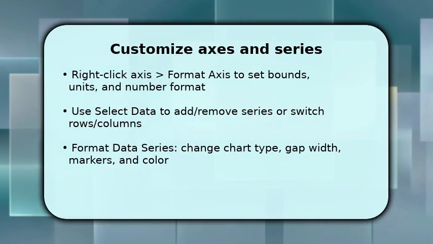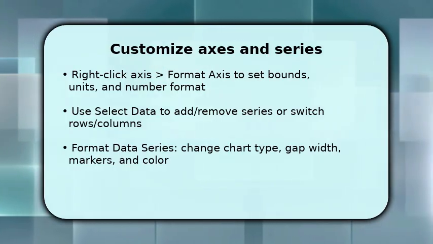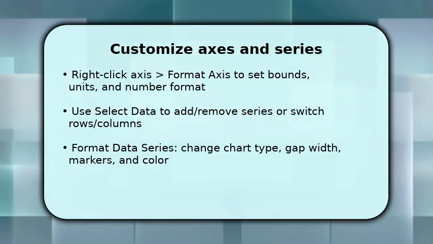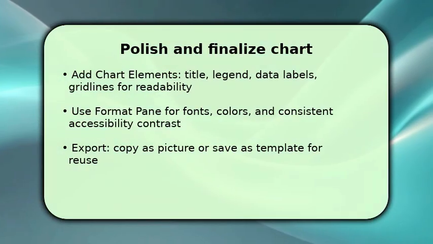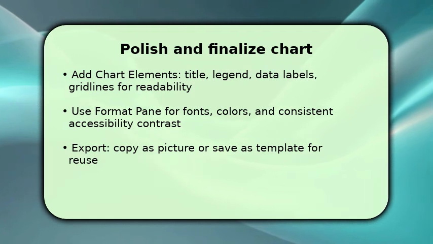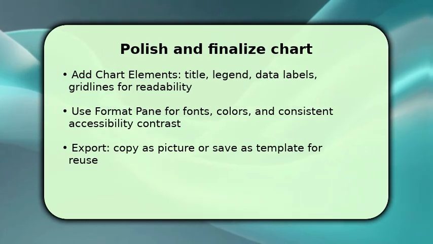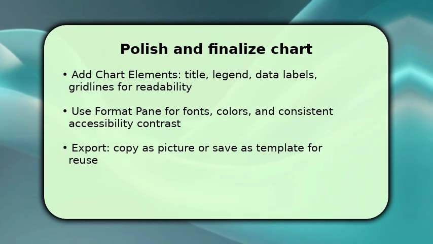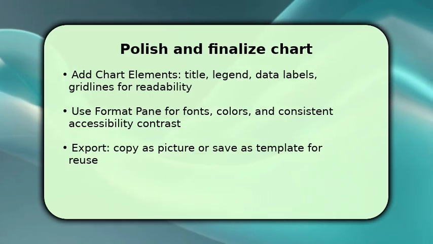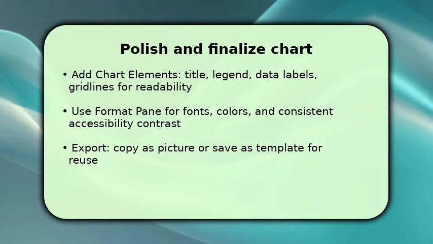These changes improve perception. Finish by adding chart elements that guide interpretation: a concise title, clear legend placement, and selective data labels. Once placed, use the Format pane to standardize fonts and colors so contrast meets accessibility needs and the visual hierarchy is obvious. If you'll reuse the style, save as a chart template.